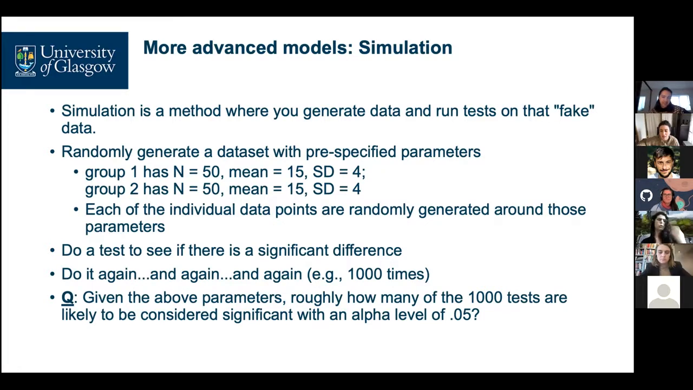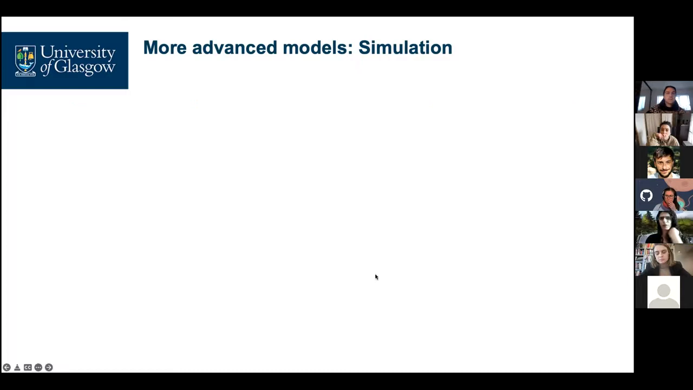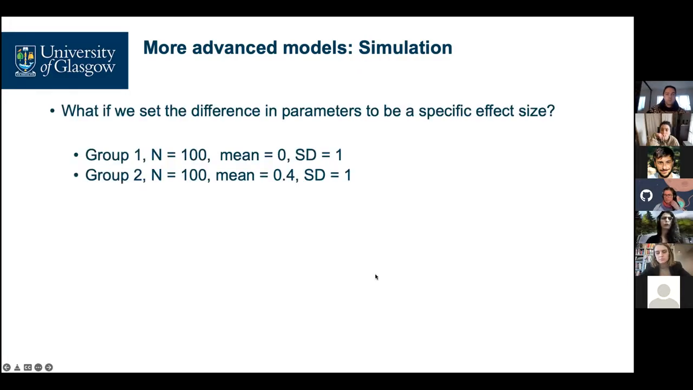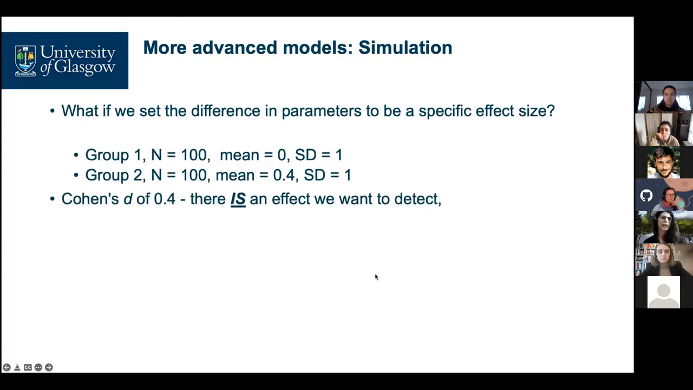It might be slightly more, slightly less, because the alpha value assumes that you're running infinite tests. But with 1,000 tests, it will be close to 5%, or close to 50 of those 1,000 tests should be significant, assuming the null hypothesis is true, which in this case it is, because we have generated the two groups to be in line with the null hypothesis. There shouldn't be a difference between them. But even though there shouldn't be a difference, roughly 5% of them would still show a significant result. And yeah, the more simulations you do, the greater precision you'll have, as James just said.